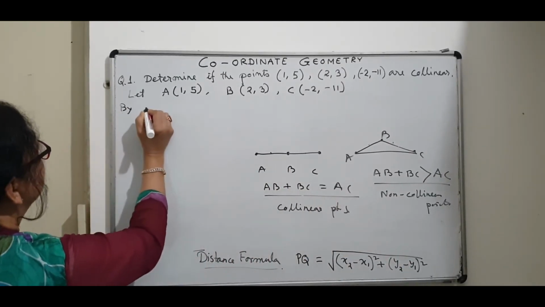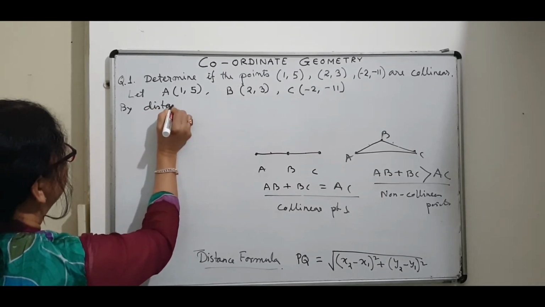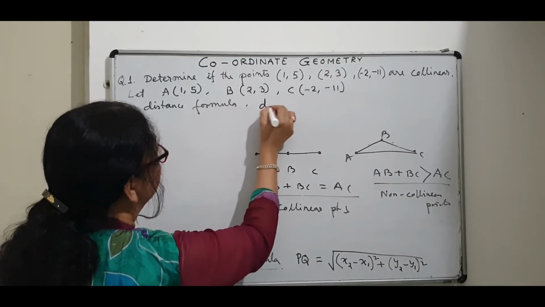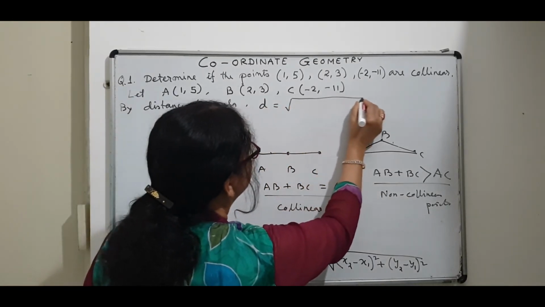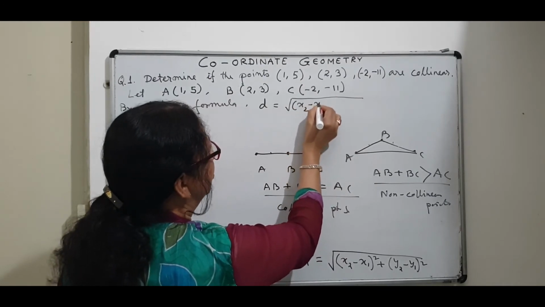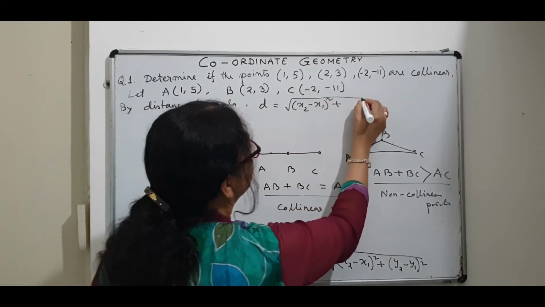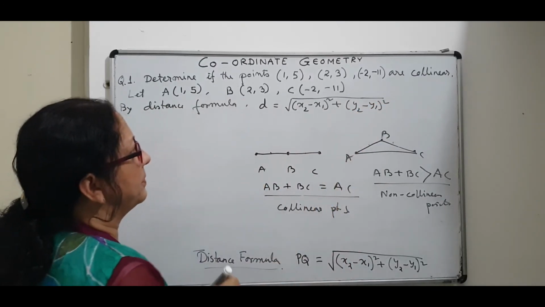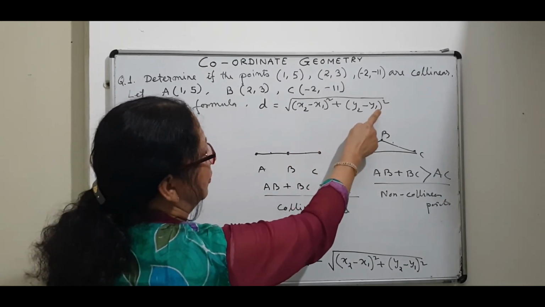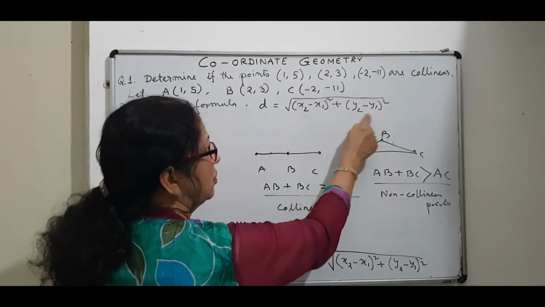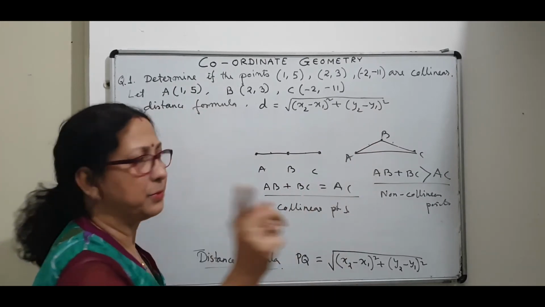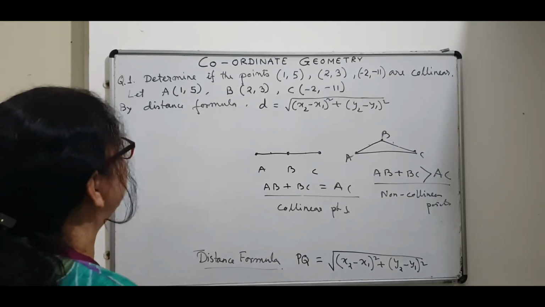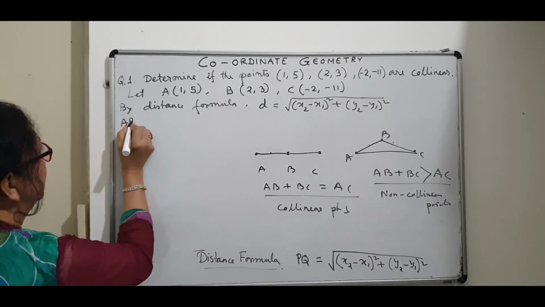So by distance formula, what is the distance formula? Let me write it down again. D is equal to under root of the difference of the abscissa whole square plus the difference of the ordinate whole square, but the order should be the same. If you subtract 1 from 2, then here also it should be the same, that is, if it is 2 minus 1, it should be 2 minus 1. 1 minus 2 is not possible. That you have to maintain. Okay? So now with this formula, let me first find out the distance between A and B, AB.